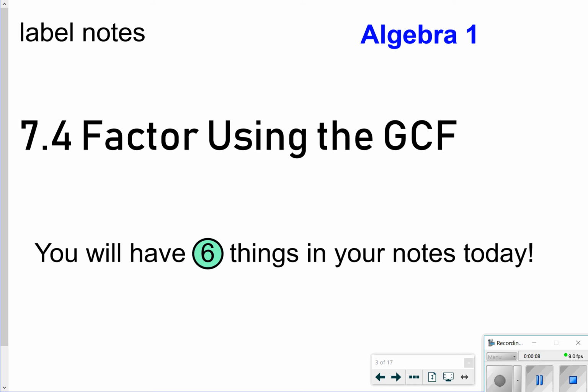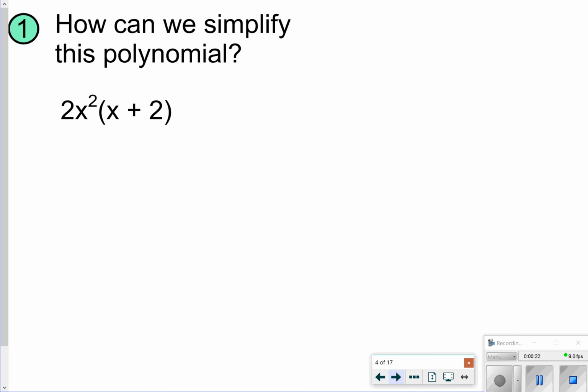It's basically undistributing. What we learned back in the previous lessons of chapter 7, where we were multiplying polynomials, we're just taking that step back and working backwards. We're going to be looking for 6 things in our notes today, so let's go ahead and get started.